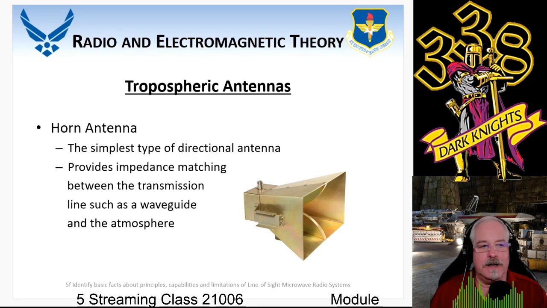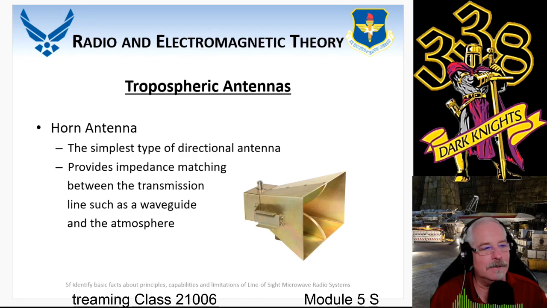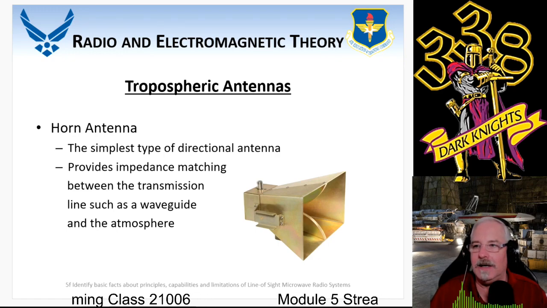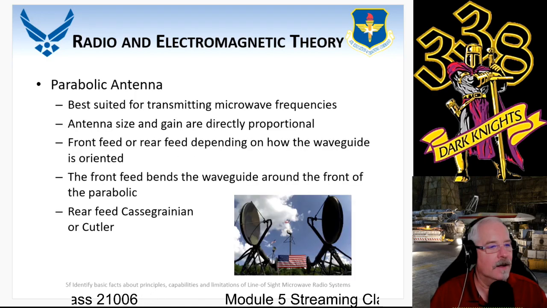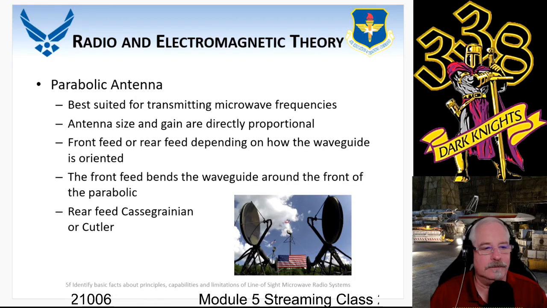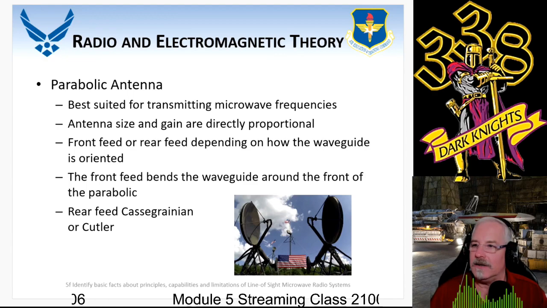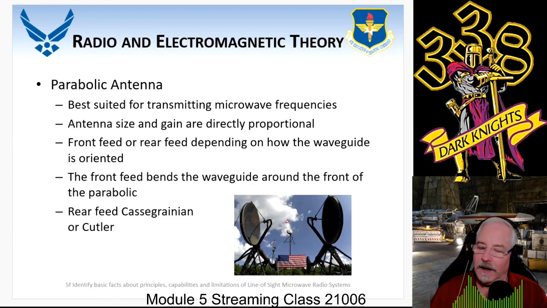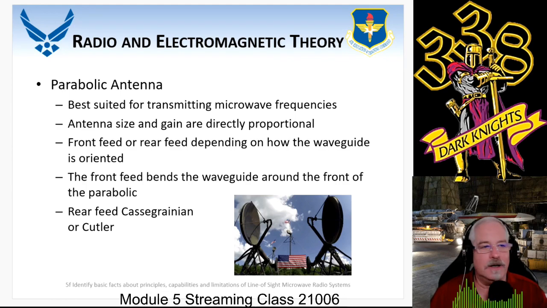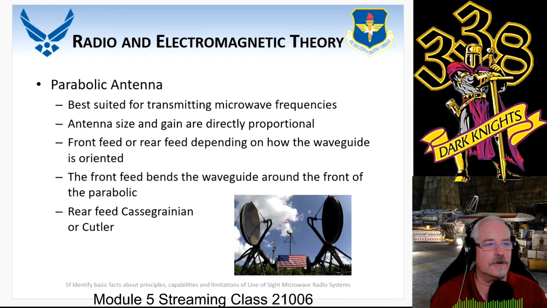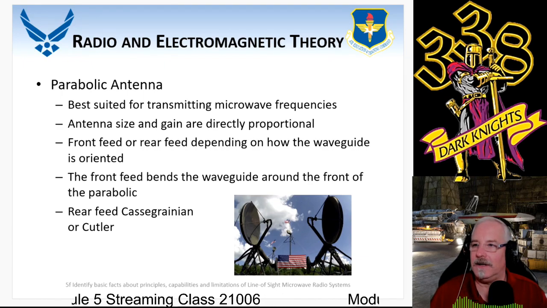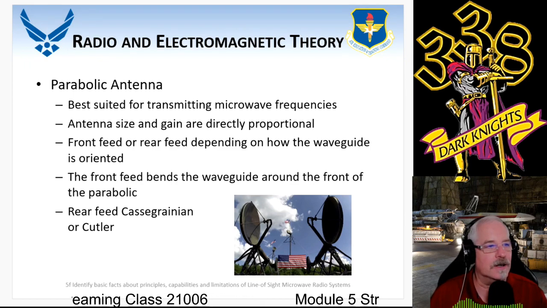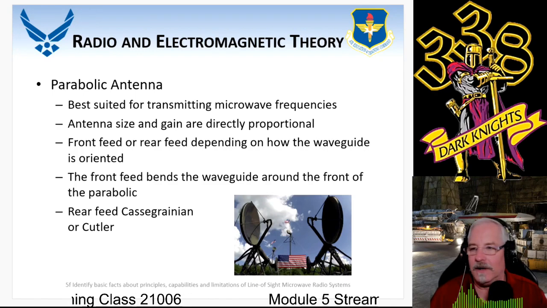We have tropospheric antennas. This is a horn antenna. It is the simplest. Again, impedance matching has to do with everything. You've got a parabolic. This is one of those antennas where it's very directional. Antenna size and gain are directly proportional. Yeah, that's kind of crazy. The bigger the dish, the more gain you're going to have. Antenna size has everything to do with frequency. You can have a front feed or a rear feed.